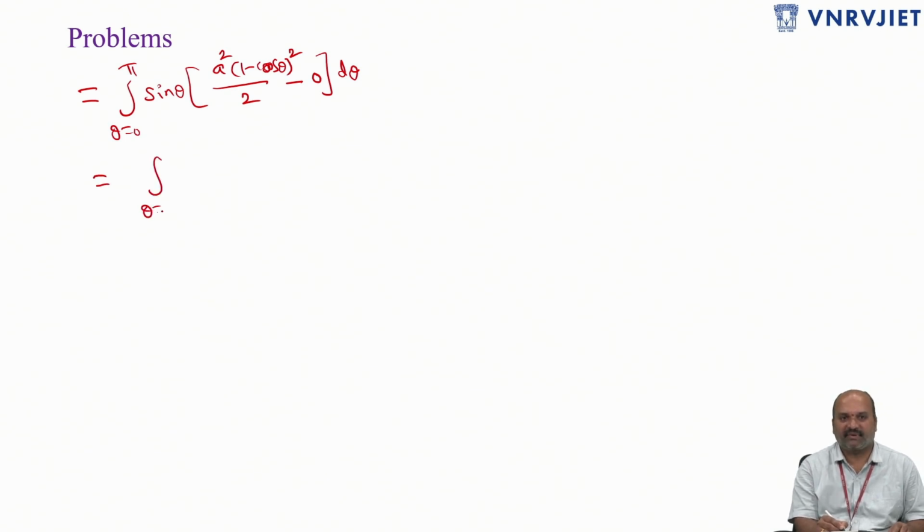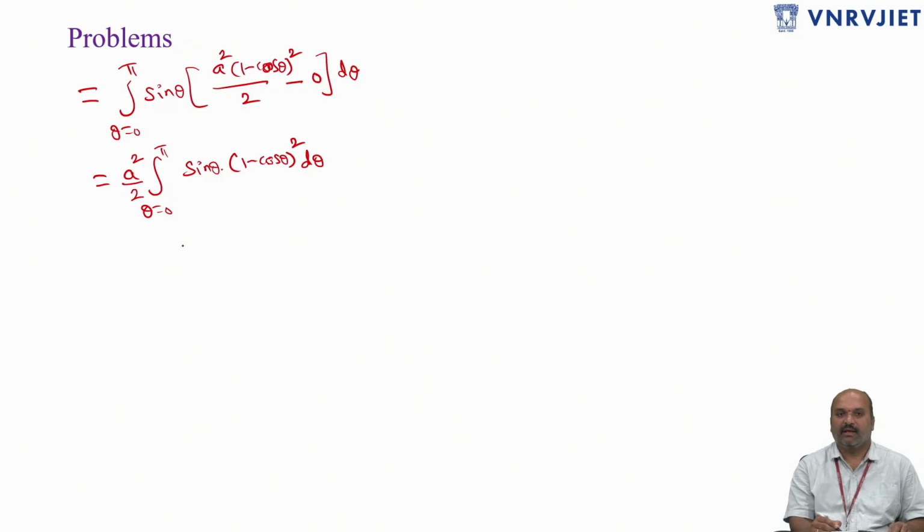Theta varies from 0 to pi, which is now sin theta into (1 minus cos theta) whole square d theta. This a square is constant now, so it can be written outside of the integral. Of course, this 2 also we can write outside. Now, how to evaluate this integral?